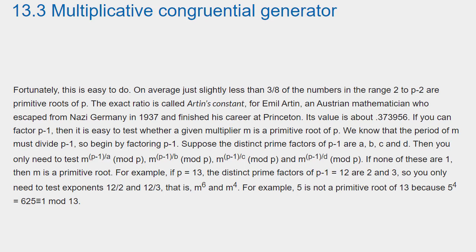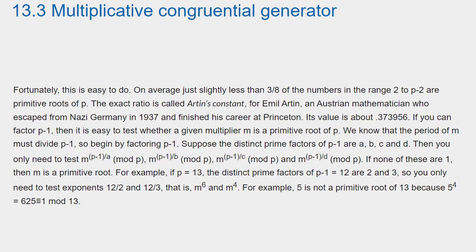We know that the period of m must divide p minus 1, so begin by factoring p minus 1. Suppose the distinct prime factors of p minus 1 are a, b, c, and d. Then you only need to test m to the power of (p minus 1) over a, mod p, m to the power of (p minus 1) over b, mod p, m to the power of (p minus 1) over c, mod p, and m to the power of (p minus 1) over d, mod p. If none of these are 1, then m is a primitive root.